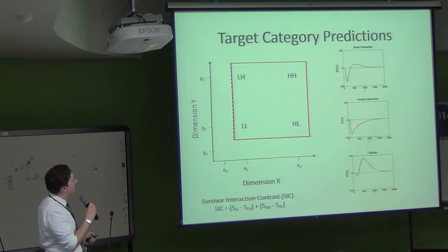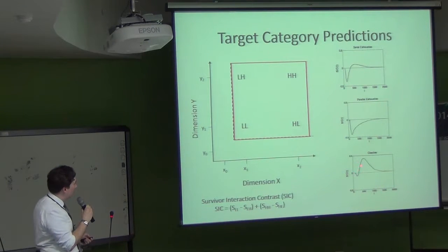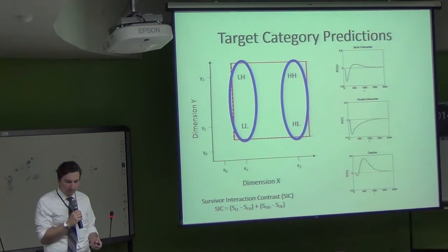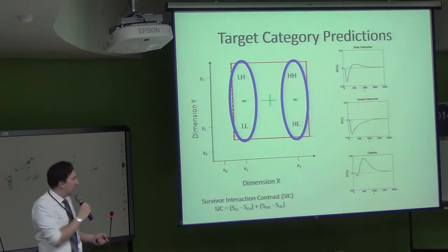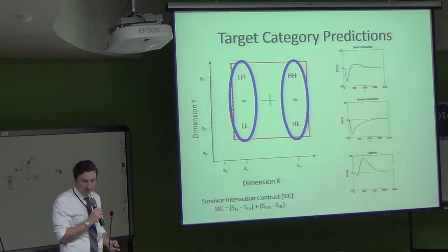A completely negative function would be evidence of a parallel exhaustive process. And this sort of mostly positive function with a little initial negative blip would be evidence of a coactive process. And we compute the SIC by taking the sum of the differences between the survivor functions for those particular items that Mario explained.